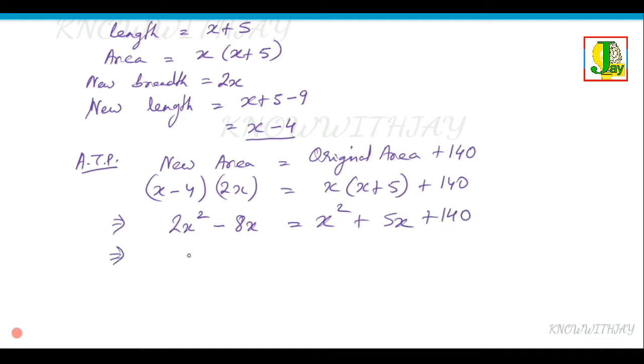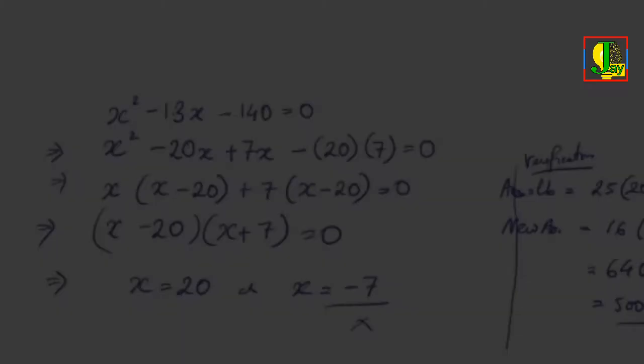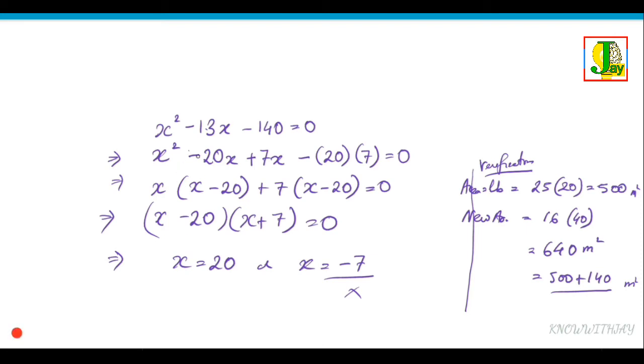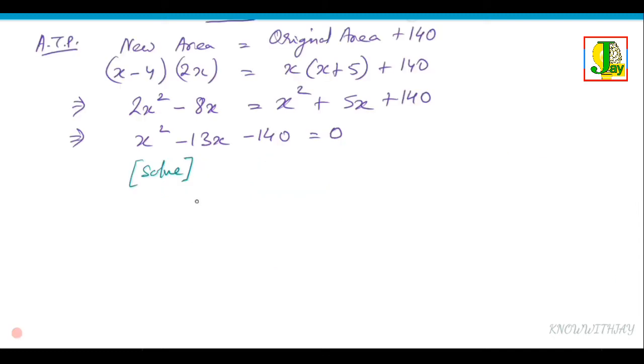Writing all the terms on one side, we have 2x square minus x square, minus 8x minus 5x, minus 13x, and minus 140 equals 0. This is how we solve it. After solving, we get x equals 20 or x equals minus 7.